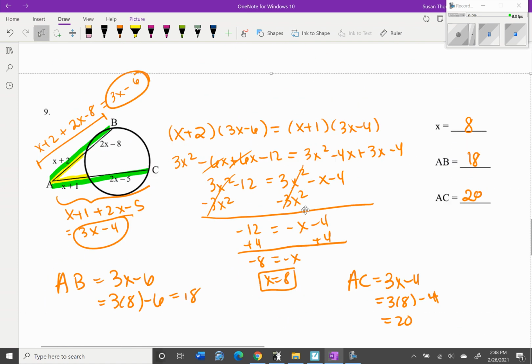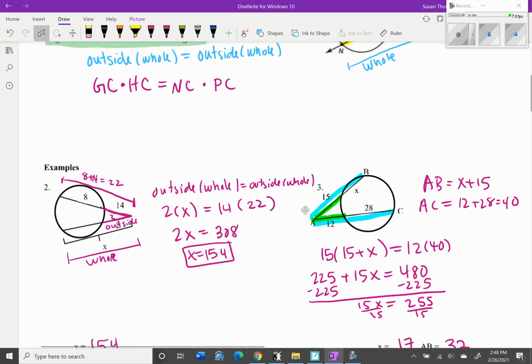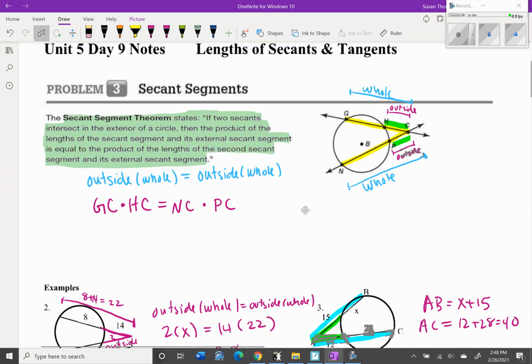And that is it for this lesson. So make sure you add these to your graphic organizer.